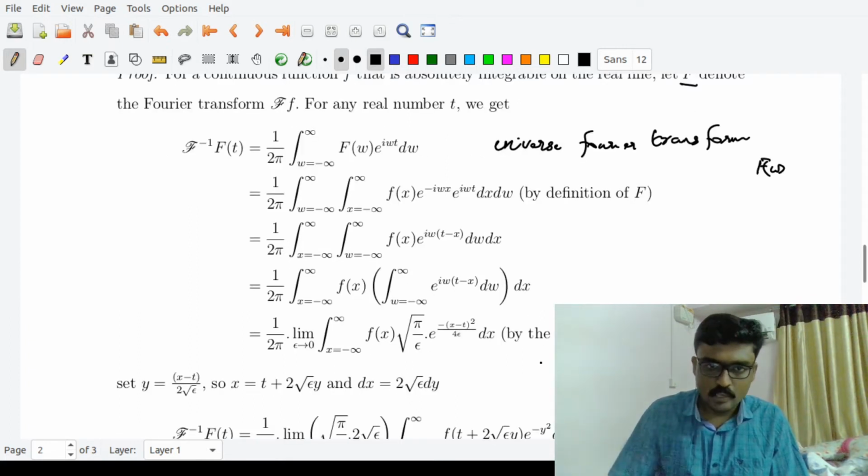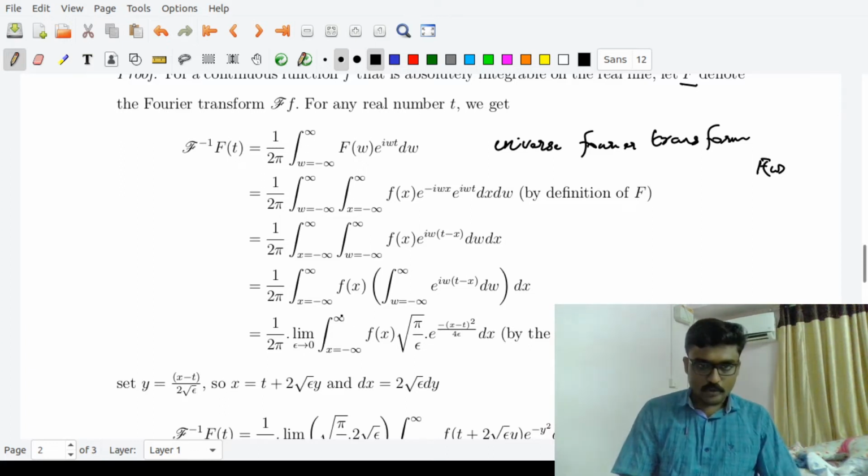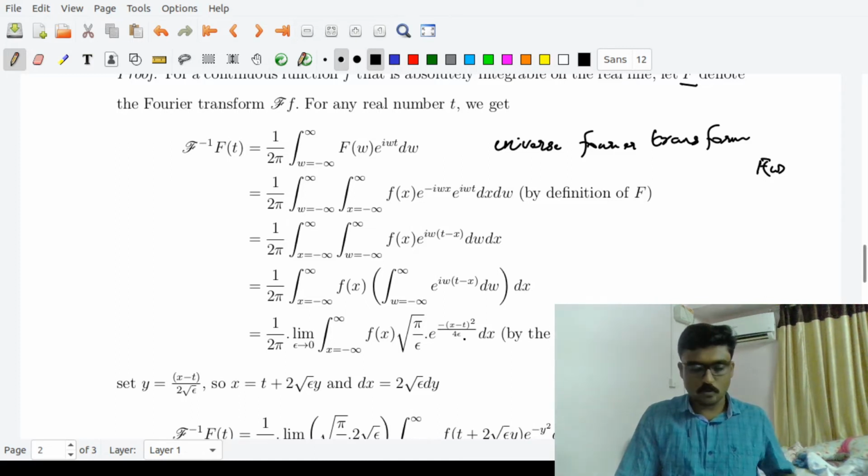Okay, this is equal to 1 by 2 pi. Actually, we have used a lemma we already proved: 1 by 2 pi limit epsilon tends to 0 integral x equal to minus infinity to infinity f of x into root pi by epsilon e raised to minus of x minus t square by 4 epsilon dx.